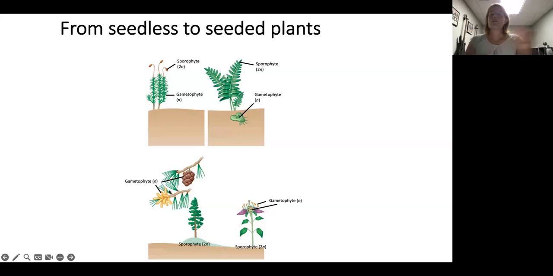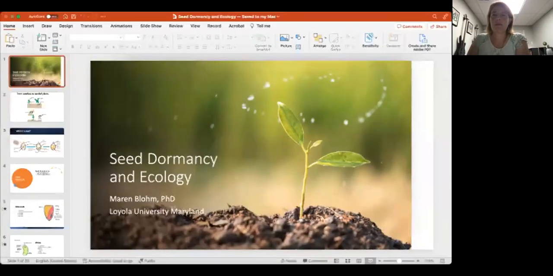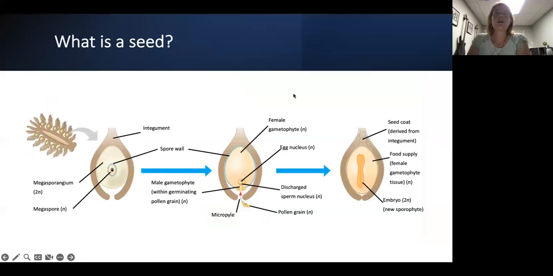So the great thing about seeds is that they protect the embryonic plant, and they basically give them the ability to wait until conditions are favorable to grow. I hate it when this happens. Okay. So this is a pine seed. You can see the pine cone here. And I just want to give you a general version of what a seed looks like.